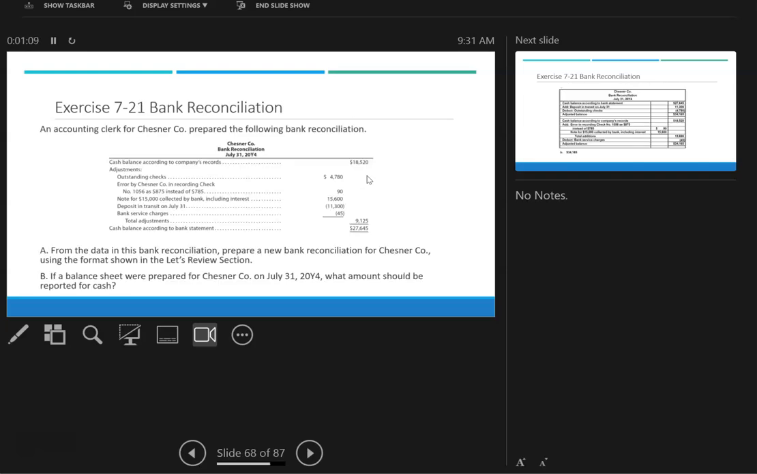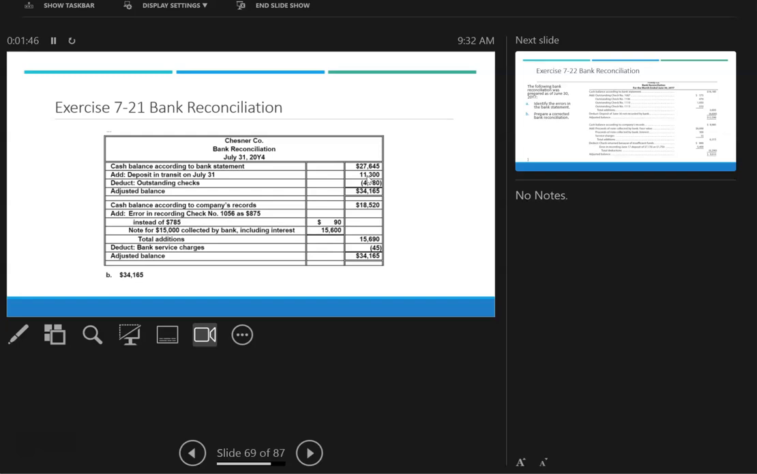An accounting clerk for Chestnut Company prepared the following bank reconciliation. From the data in this bank reconciliation, prepare a new bank reconciliation for Chestnut Company using the format that we're supposed to use. If a balance sheet were prepared, what amount would be reported for cash? Okay, first of all, we know that we're supposed to, on a bank reconciliation, start with the bank's balance. The bank's balance is $27,645. Isn't that the first thing we do?